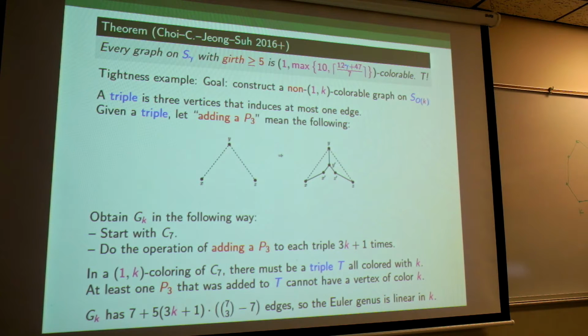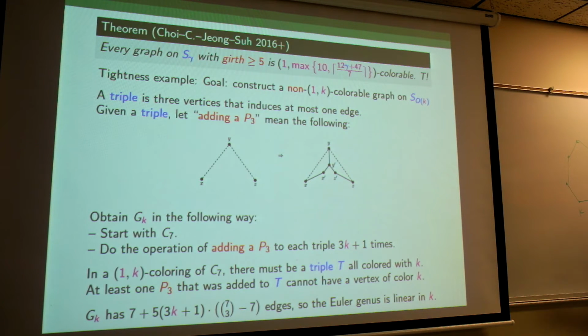And this is what I proved over here. I proved that there exists some good triple where all 3 of them are colored with K. So I guess I didn't explain how to construct it, right? So you start with a C7, and for every 3 vertices, I just do this operation of adding a P3 many, many times. So once you do this operation, I know there exists 3 vertices that are good for our purpose, and we obtain some contradiction.